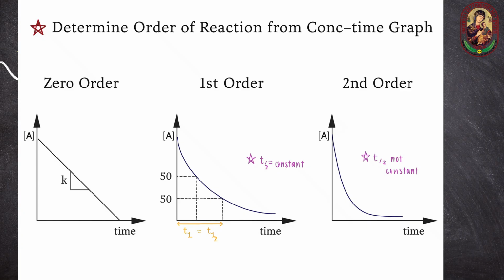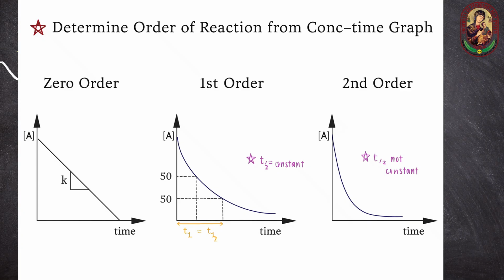In a zero order process, the concentration of the reactant decreases linearly with time. You'll notice the graph forms a straight downward sloping line. The rate constant K is simply the negative slope of that line. Here, the rate of reaction is independent of concentration, meaning it stays constant until the reactant is used up.